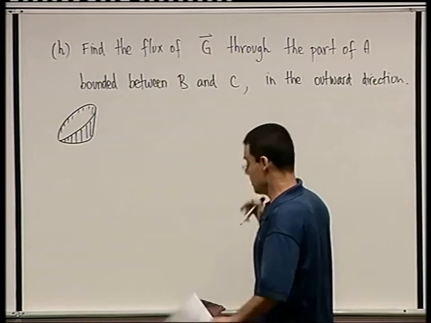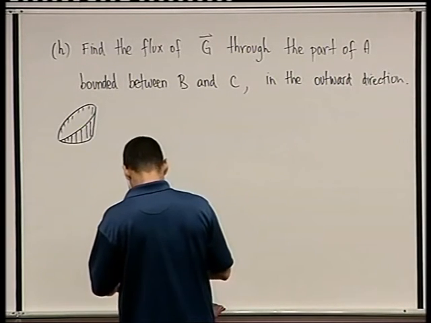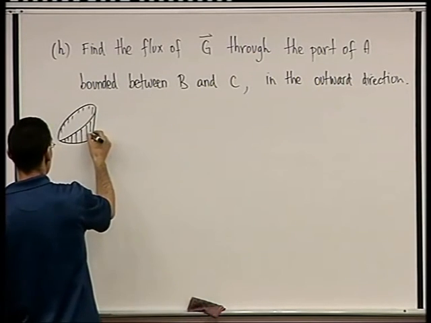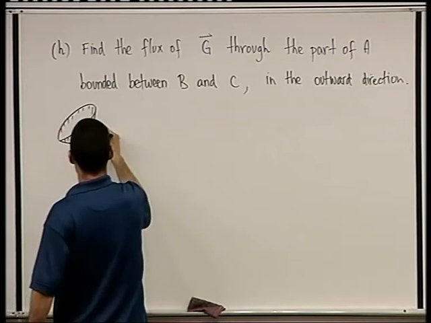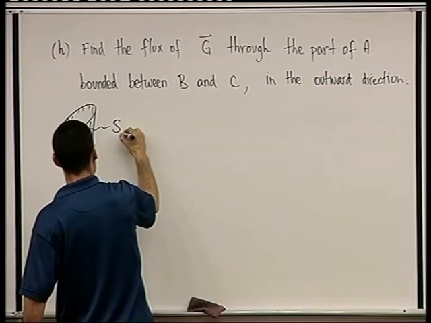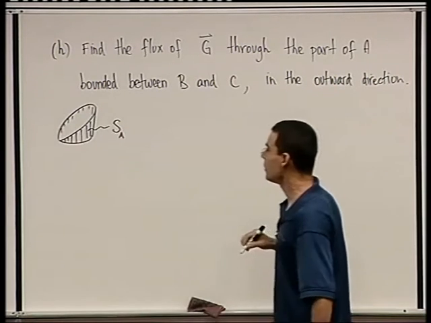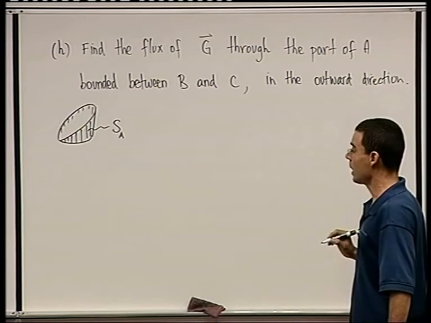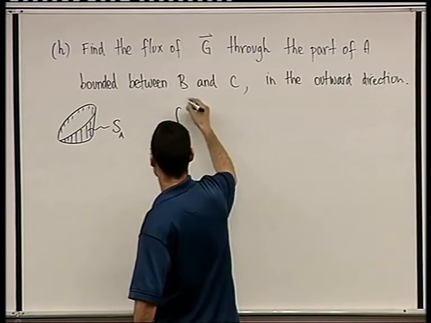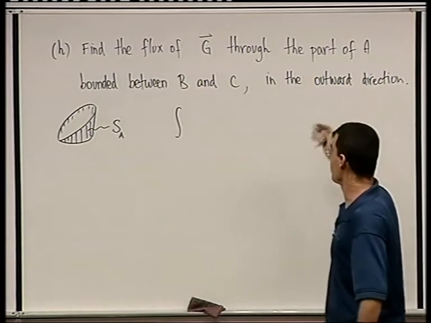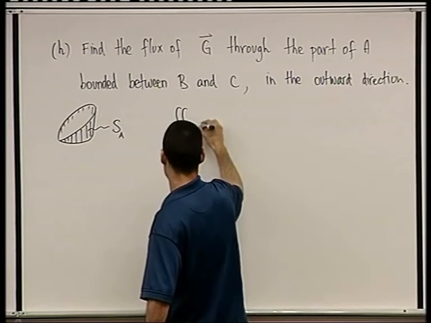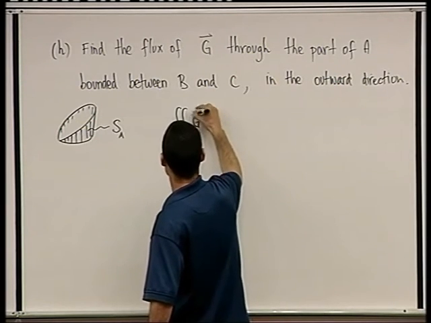Anyway, is it clear what the surface is? It's just this, without the two caps, just the outer part, just the part of A bounded between B and C. Good, everybody? Okay. So again, we need to call it something. We called S something different, so let's call it S sub A. And there's a reason. So this surface is S sub A. And what we're looking for is the surface integral. The flux of a vector field through a surface is just the surface integral, so we're looking for the surface integral over S sub A of G.